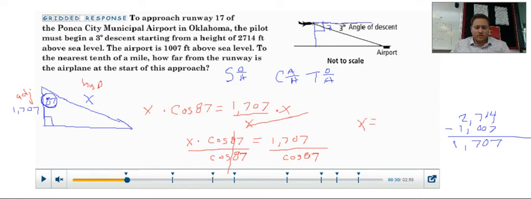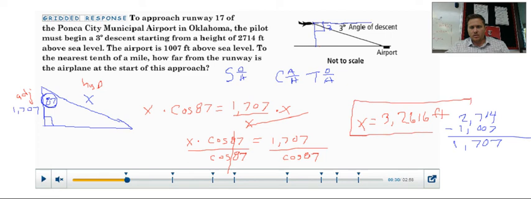When I plug that into my calculator, I'm going to get 3,216, and we'll just round that right there. He's about that far off, in feet, from the ground right there. So that right there would be my final answer. Okay? Alright.